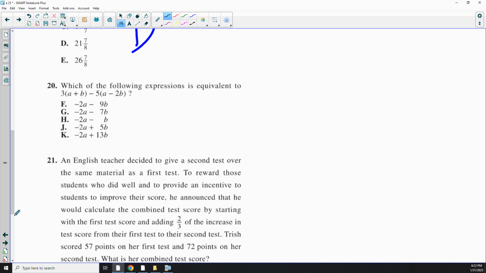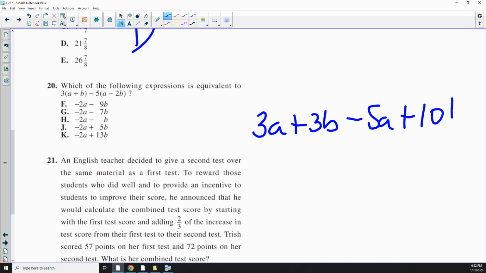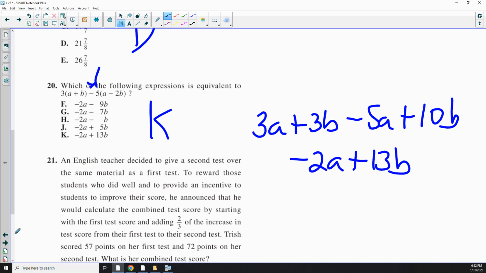Distribute and add the like terms. So we distribute the 3. Careful, you're distributing a negative here. So the negative changes the signs. -5a plus 10b. So it ends up being -2a plus 13b, choice K.